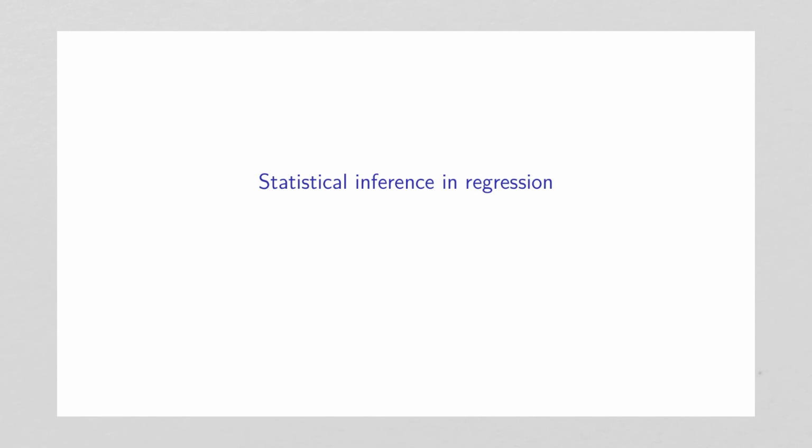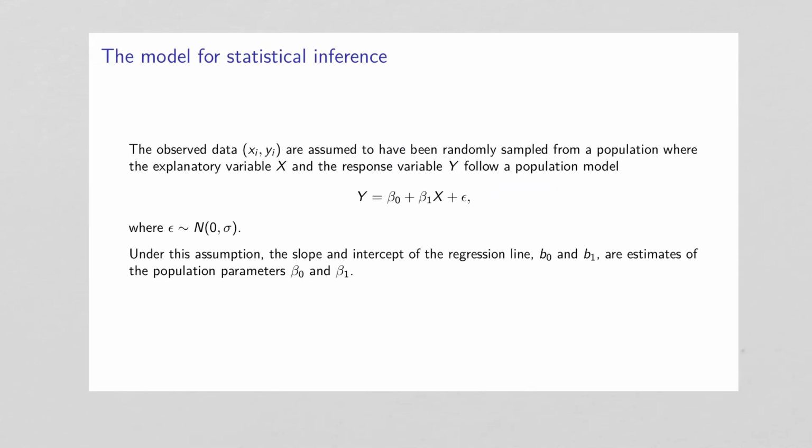All right. And statistical inference. So we go back to our line. Remember this line. I know what goes into this line. The slope and the intercept of the regression line are estimates of the population parameters.